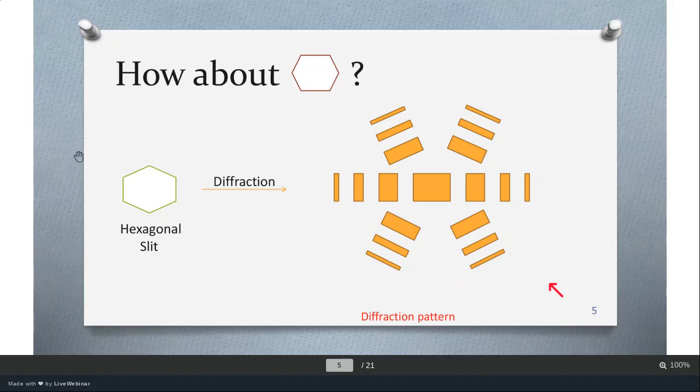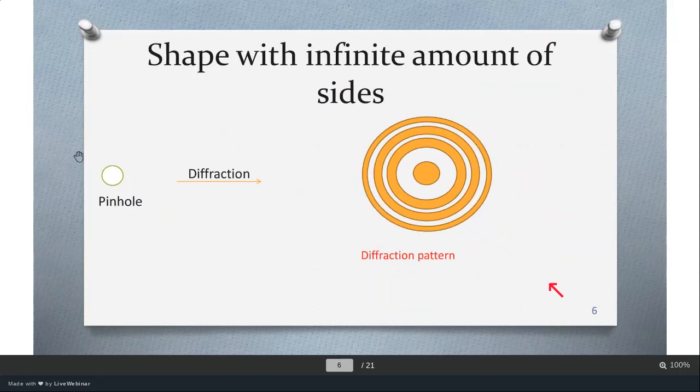Then we go to the slit which has an infinite number of sides. That is nothing but a pinhole. The pinhole, a circle, has infinite sides, and when we see the diffraction, we get a diffraction pattern of concentric rings. So this is all well known.